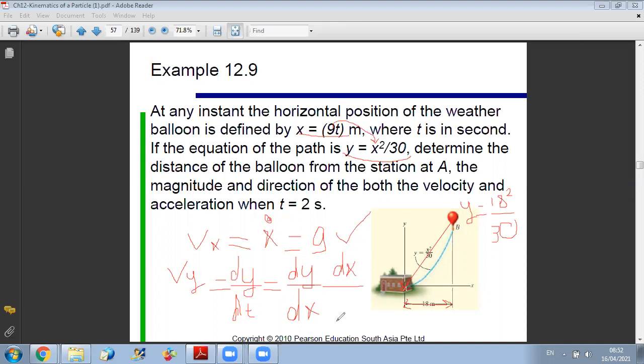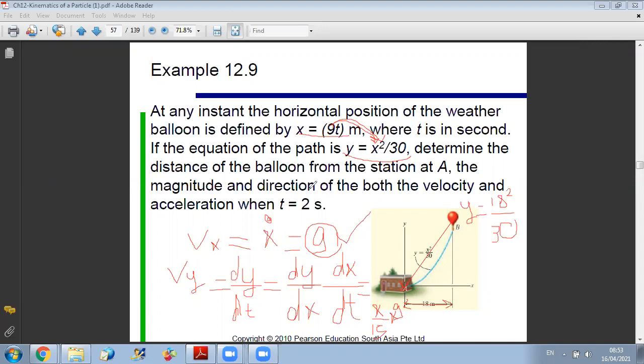So now I can say that since y is a given function of x, dy by dx is simple to find. It's 2x over 30, so it's x over 15. So now I can replace dy by dx with x over 15, and dx by dt is already calculated. It's 9. So it's x over 15 times 9. This is Vy, okay? Or the second method, if you want, since x is a function of time, I replace it by its function, and I can directly do the derivation with respect to time. So both methods are right, okay?